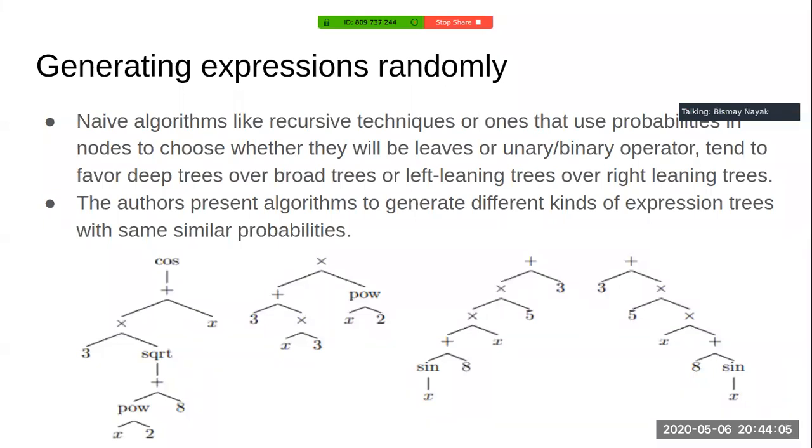And so, if this kind of favoring was noticed, then the authors decided that it is best not to use this algorithm, since they wanted a sample set that is more representative of the problem space, right? So now the problem space wouldn't really consist of only deep trees or left-leaning trees. It should equally consist of all of these kinds of trees. So they created an algorithm that generates all of these kinds of trees with similar probabilities.